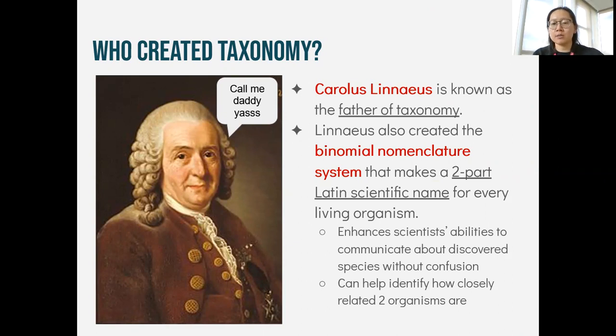The names also help us identify how closely related two organisms are just off the bat, because when you know if they have the same genus or the same species, then you can tell how closely related they are. If their scientific names are completely different from each other, then you would go back and look at kingdom, phylum, class, order, family before you look at the genus and species, because those two are different.